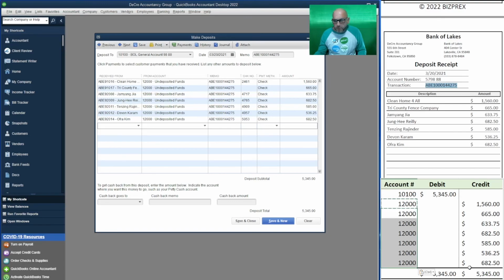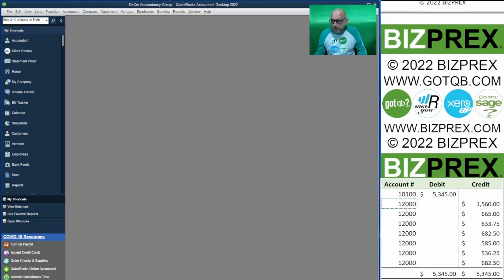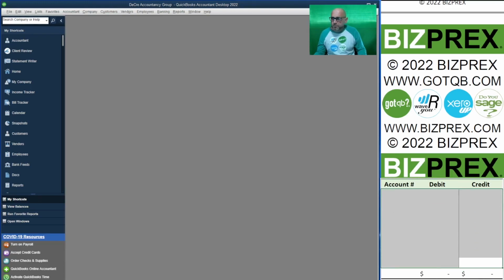Each one of these is a credit to 12,000. And then the sum of them, the offsetting debit, is an increase to our bank account. So undeposited funds goes down. We're depleting that stack of checks. And then we're increasing our bank account. Okay, so that concludes posting deposits. All right, and we have money in our bank account, so now we need to move forward and book other transactions for the month of March.